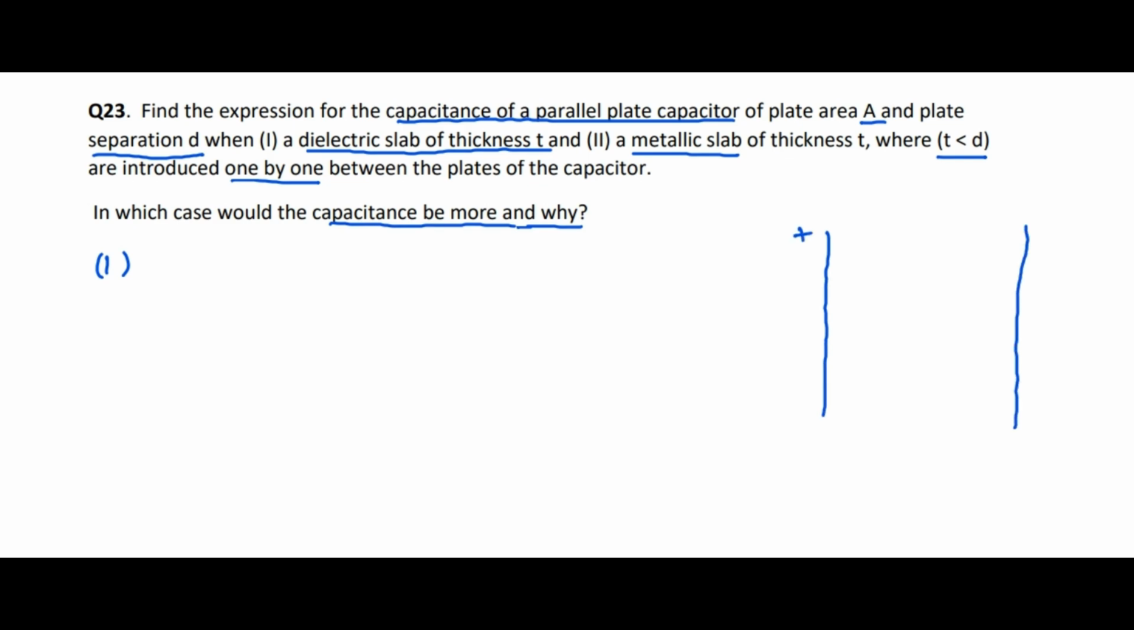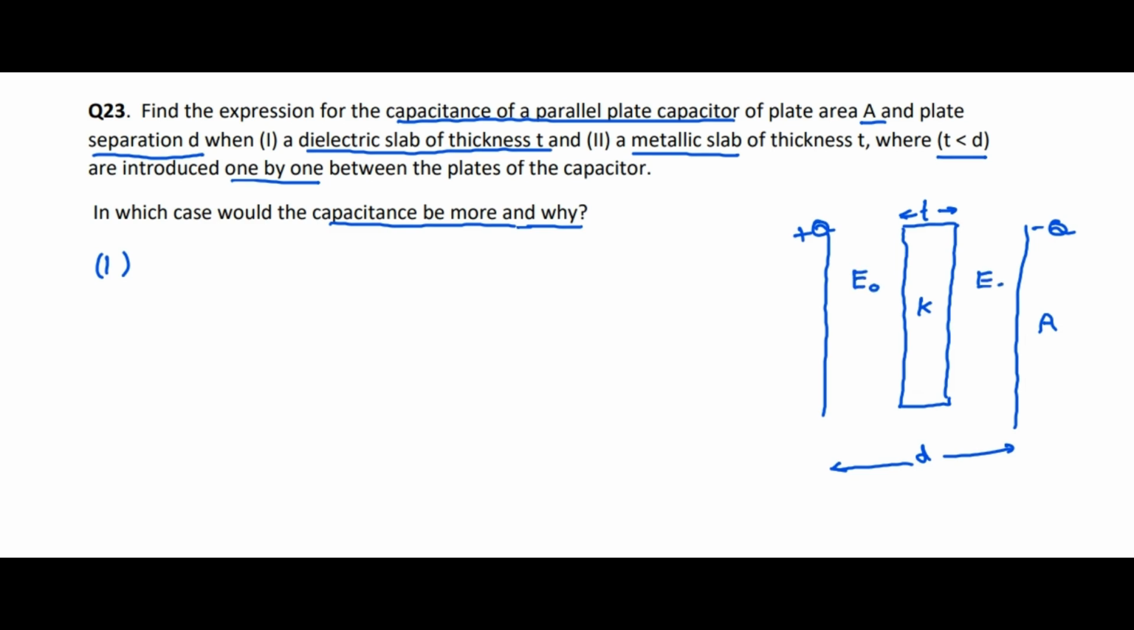This is parallel plate capacitor having the charge Q, and separation between them is D, and the area of the plate is A. Now this gap is filled with a dielectric slab of thickness T, having dielectric constant, suppose say K. Now, the electric field within vacuum or free space is E naught, where there is no dielectric. So within the dielectric, E value will be equal to E naught by K.